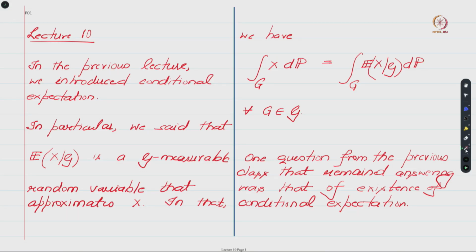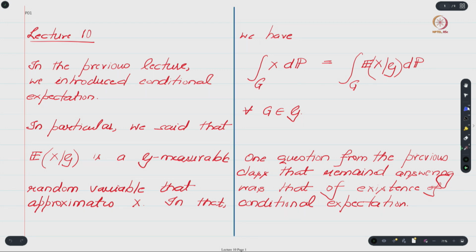In the previous class we introduced this concept of conditional expectation. In particular, we said that if you have a random variable X and a sub sigma field G, then this conditional expectation is another random variable with the property that this new random variable is G measurable, and it approximates X in a certain sense. In particular, we require that these two numbers be the same for every G in calligraphic G.